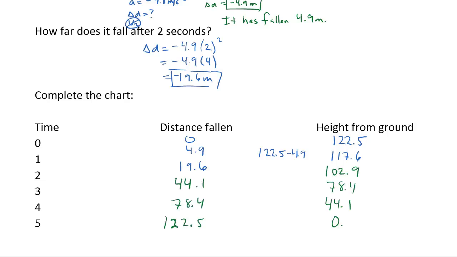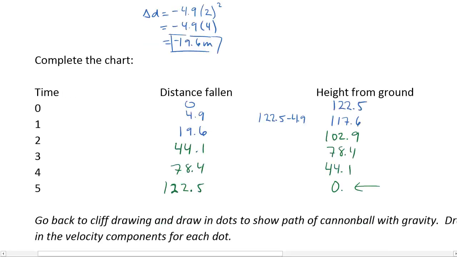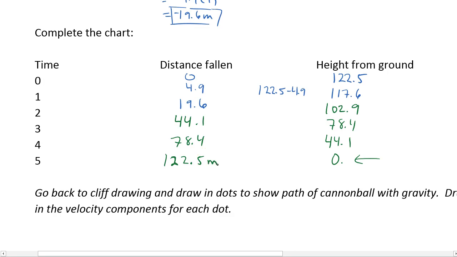Alright, so that you see the increased distances after 1 second 4.9 and then 19.6, and then all of a sudden it speeds up, and by the time 5 seconds goes by, the height from ground is 0. So you see why we picked 122.5, because it works out just neatly that after 5 seconds you've fallen exactly 122.5 meters. I'll put meters here.